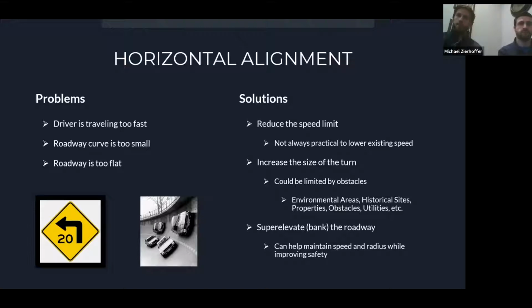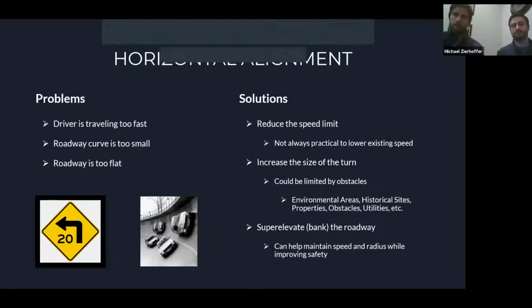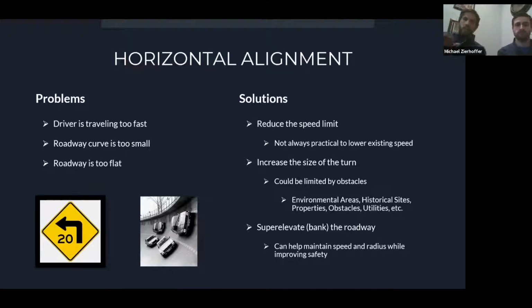These could be environmental areas like ponds and forests, historical sites, properties, other obstacles like light poles, traffic poles, and the like. Or we talked about with the curve of the roadway, you can super elevate or bank the roadway, which allows you to continue at speed. And as the road turns, you can take that turn faster. You can see in the little picture there, the cars that are on that curve, you can drive that curve faster because the road is banked into you.